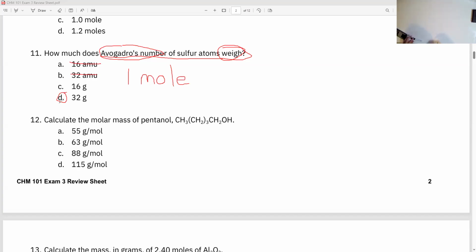Moving on to question number 12, they're asking us here to calculate the molar mass of pentanol. So we are going to write out the formula that they give us, and then we're going to do a calculation. The way they've written out this formula is going to be a good reminder to us about how to use parentheses when they're given to us in the chemical formulas. Okay, and we're going to calculate the molar mass.